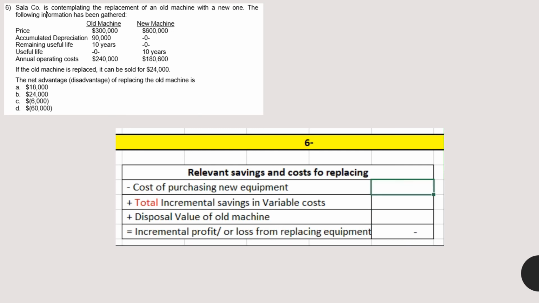So first of all, we have a cost of purchasing new equipment of $600,000. We have incremental savings, which is the difference of the variable costs. We need to add back the fact that the current machine is costing $240,000 a year, less the $180,600 cost for the new machine, times the 10 years that the machine will be in operation. Then we also would add the fact that the old machine would be sold for $24,000. So this would give us an incremental profit from replacing the equipment of $18,000, which is option A.